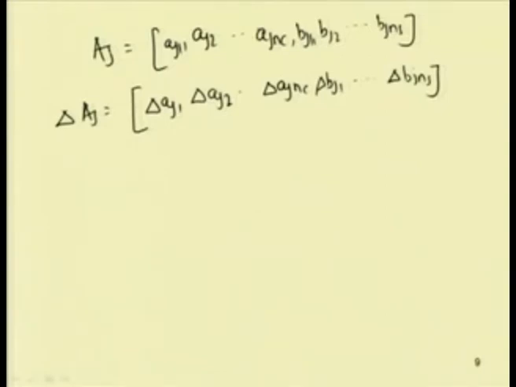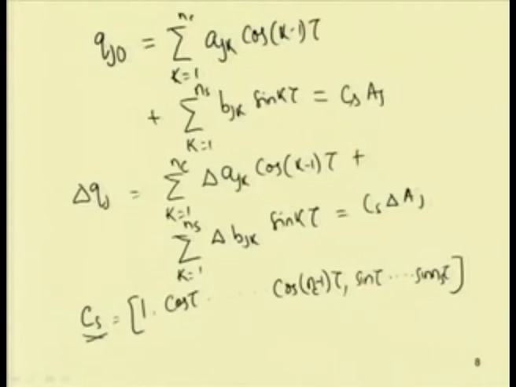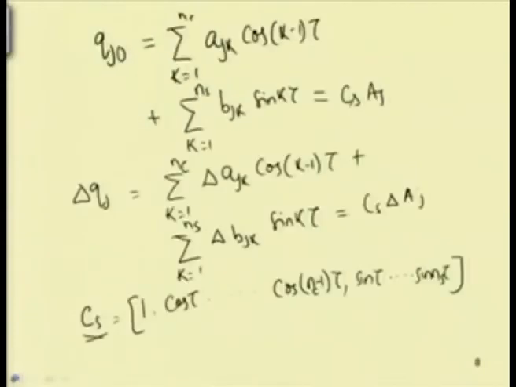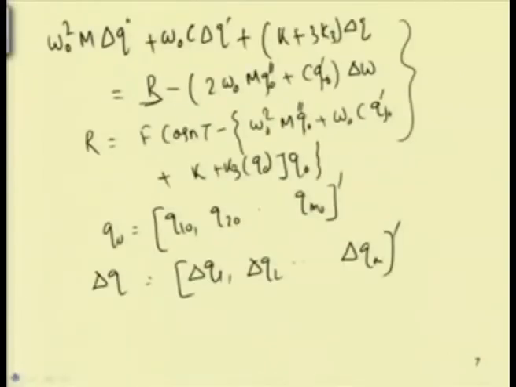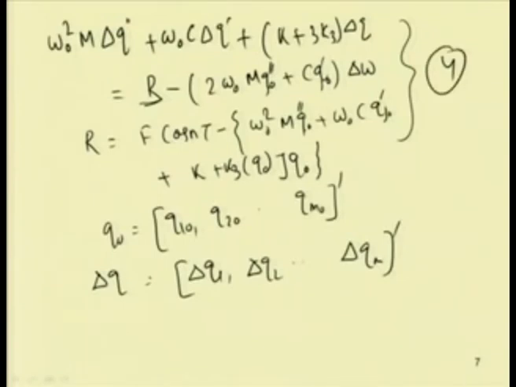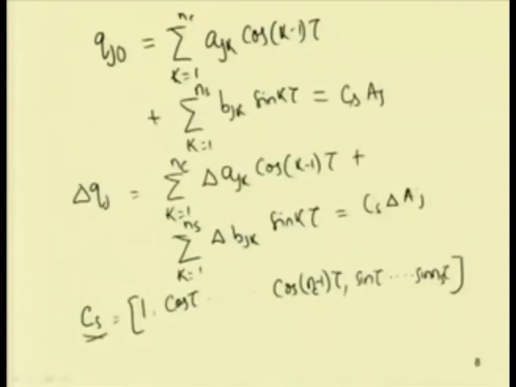So, in this way, now writing this equation, that is q j 0 and delta q 0 using this Fourier series, one can now substitute this equation, before substituting it in the governing equation, the equation that we have obtained here. Let me call that equation number 4, this term equation number 5, and this equation number 6.